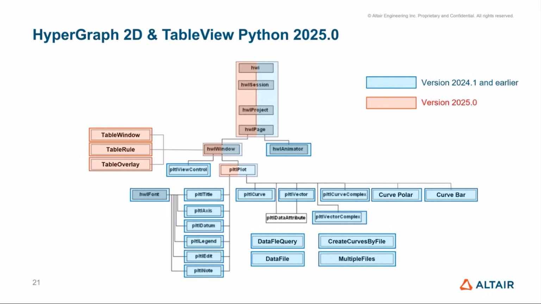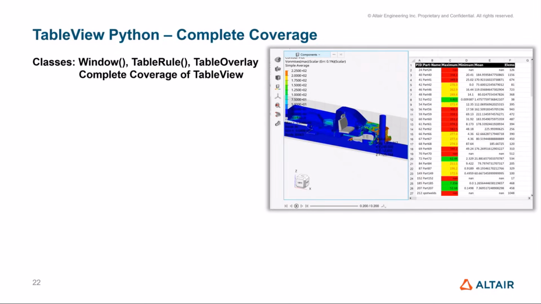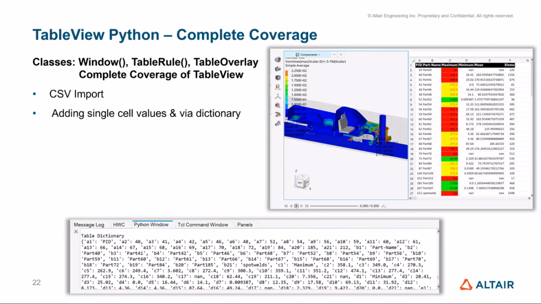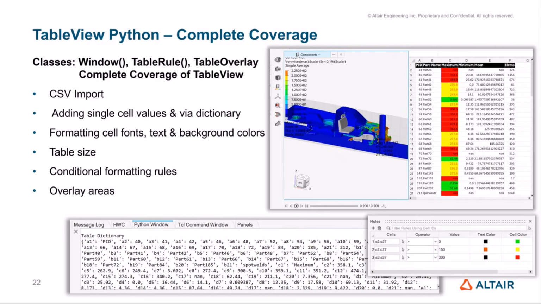So this was on the window class, most of the functionalities are on the window class, and we added two more classes, Table Rule and Table Overlay. As I said, full coverage with all these three classes. That contains CSV import, adding single cell values, etc., and multiple cell values via a dictionary. So I can place everything everywhere, just by creating a dictionary. I can format the cells, text, background colors, control table size, conditional formatting, overlay areas, and more.